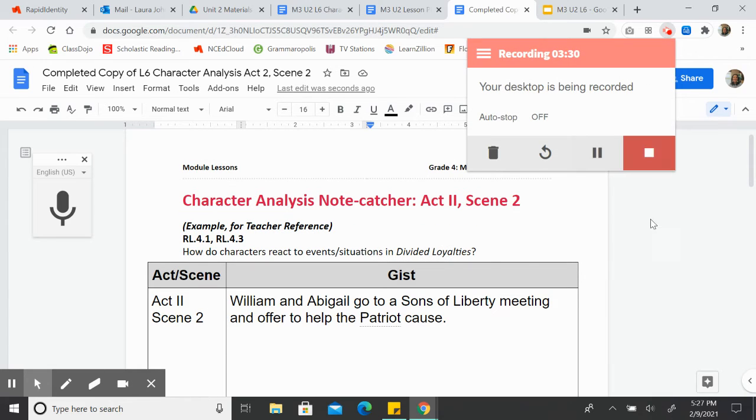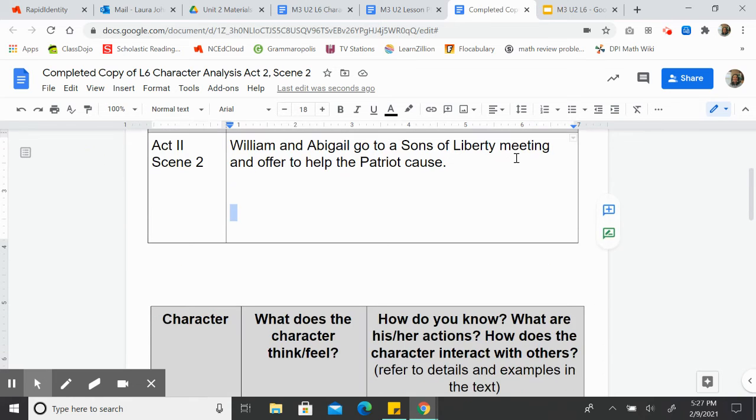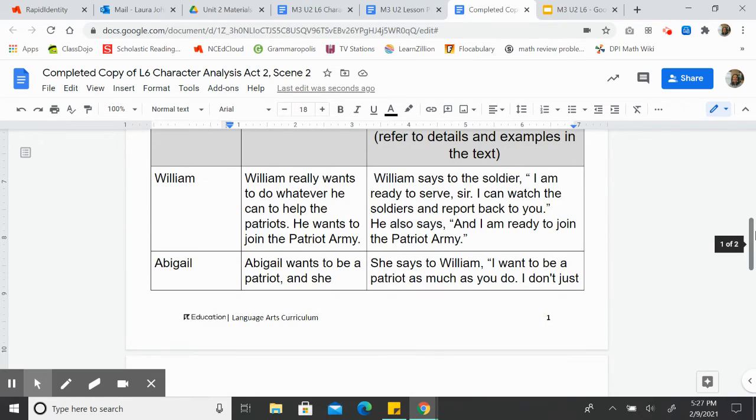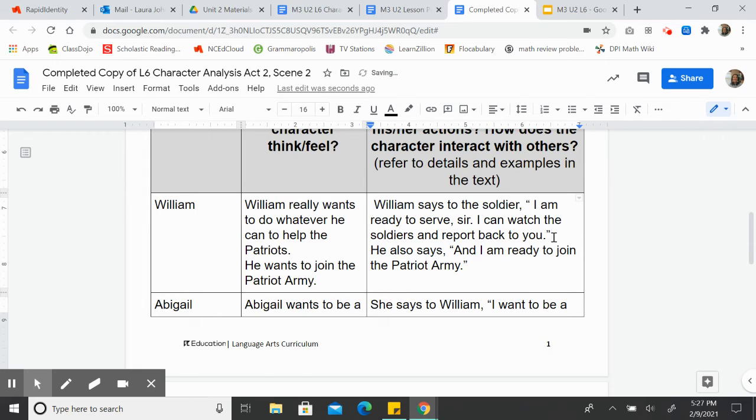Okay, so as far as the gist of what happened in that act and scene was that William and Abigail went to a Sons of Liberty meeting and they offered to help the Patriot cause. And for our characters, what they think and feel, William really wants to do whatever he can to help the Patriots. And he wants to join the Patriot Army. Okay. And how do I know that? Well, it says in the text, William says to the soldier, "I am ready to serve, sir. I can watch the soldiers and report back to you." And he also says, "I am ready to join the Patriot Army." So that's how I know those.